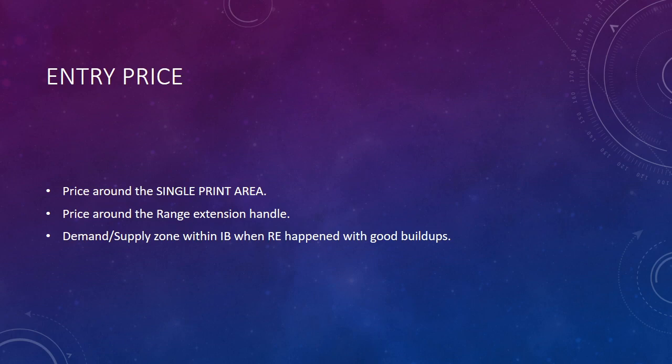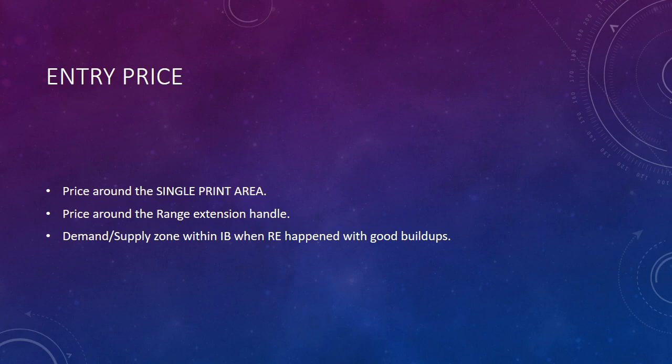Now comes the portion of the price target. If you're entering at a single print area or anywhere, the target on an imbalance day, if the IB range is wide enough, is 1 to 1.5 times the IB range, in the direction of the trend. If the IB range is 70, then you would expect a 70-point movement either side of the IB. That is your target.